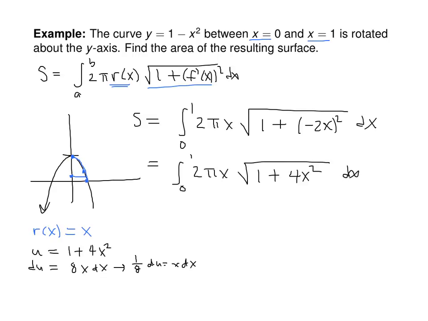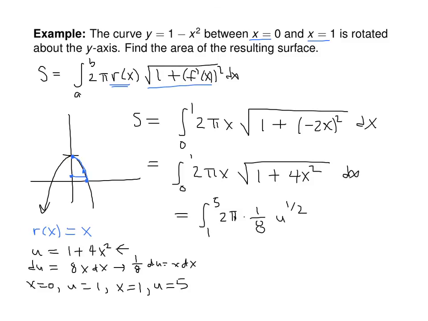If I change my bounds, if x is equal to 0, then plugging that into this formula, I get that u is equal to 1. And if x is equal to 1, u is equal to 5. And this becomes the integral from 1 to 5, 2 pi times 1/8 u to the 1/2 du. Now that's pi quarters. Anti-differentiate u to the 1/2, and that's u to the 3/2 times 2/3 from 1 to 5. And when you work that all out, you end up with pi over 6 times 5 root 5 minus 1.